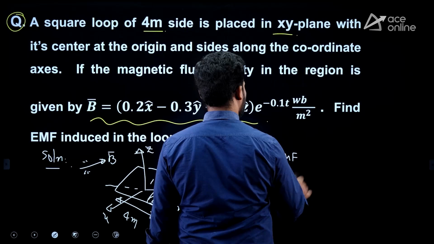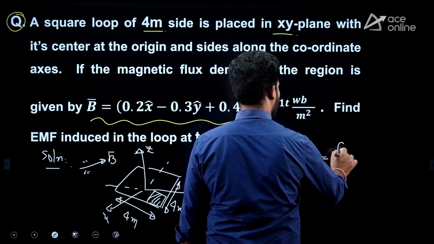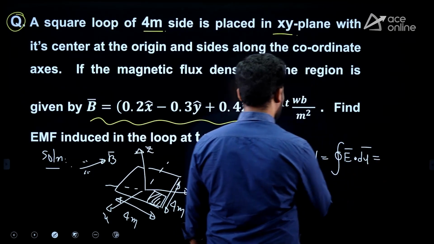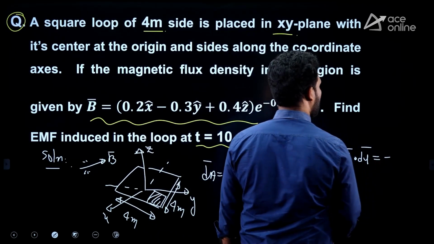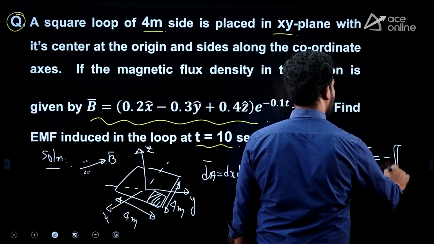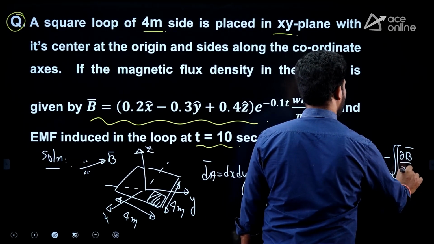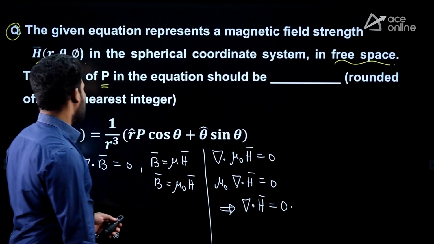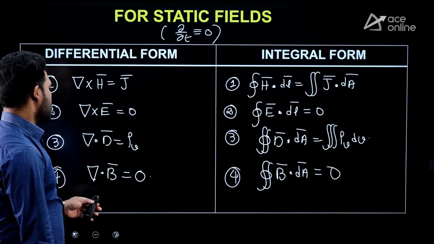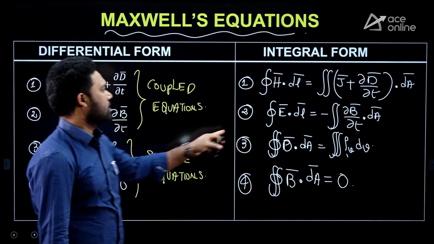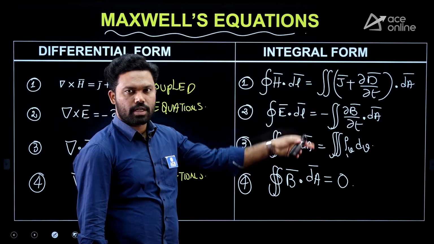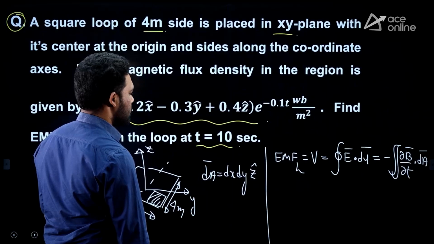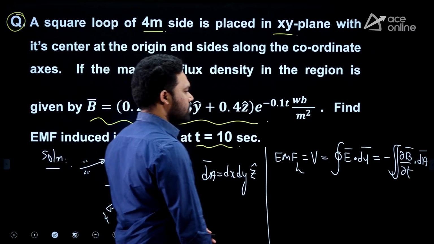EMF induced in the loop, or simply V, is equal to the closed line integral of E dot dl, because in the loop, closed line. But according to Faraday's law, it is equal to minus surface integral of dou B by dou t dot dA. So you have to make use of this one. EMF in the loop is equal to rate of change of magnetic flux. Fine. So you have to make use of this integral.